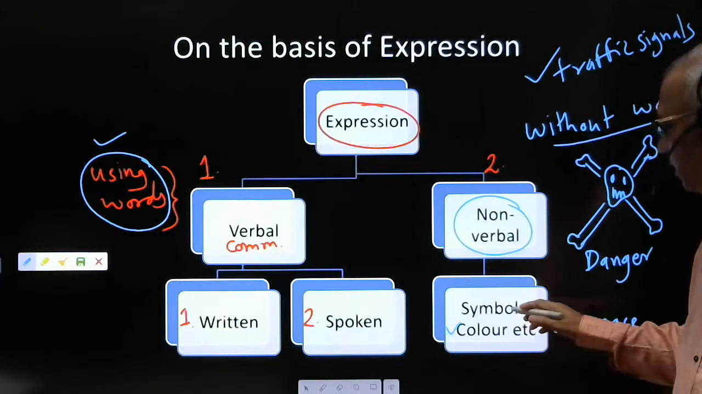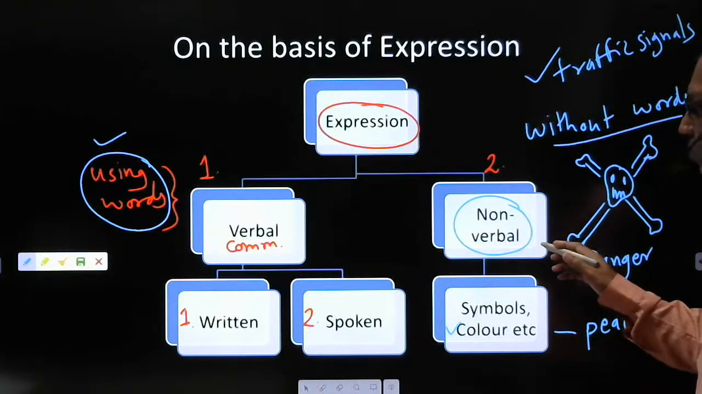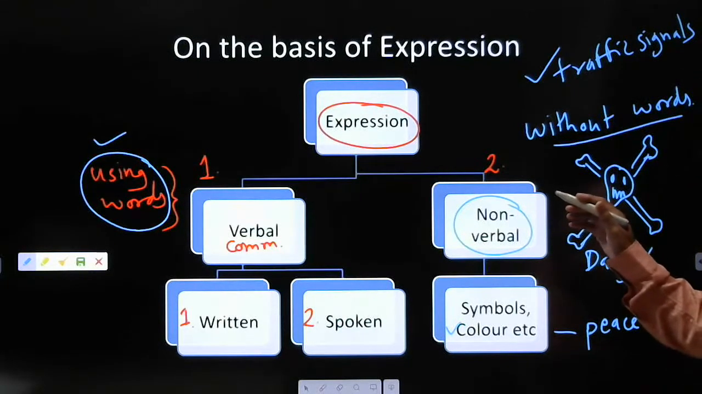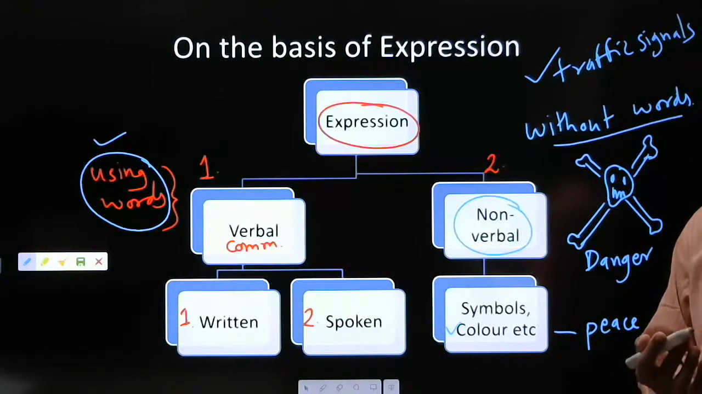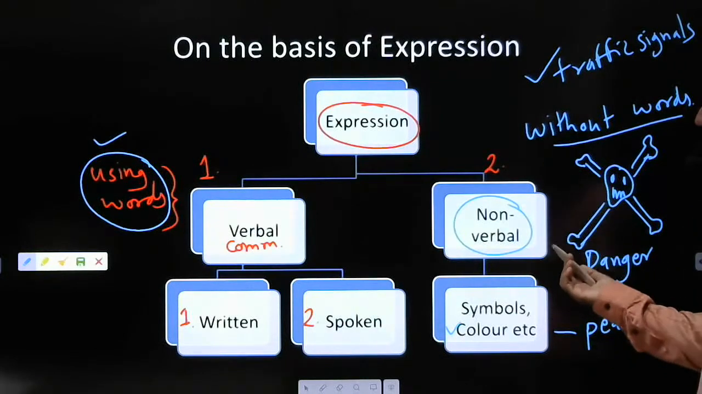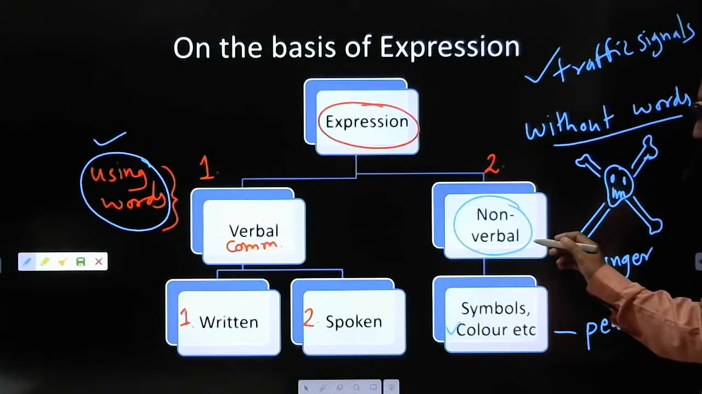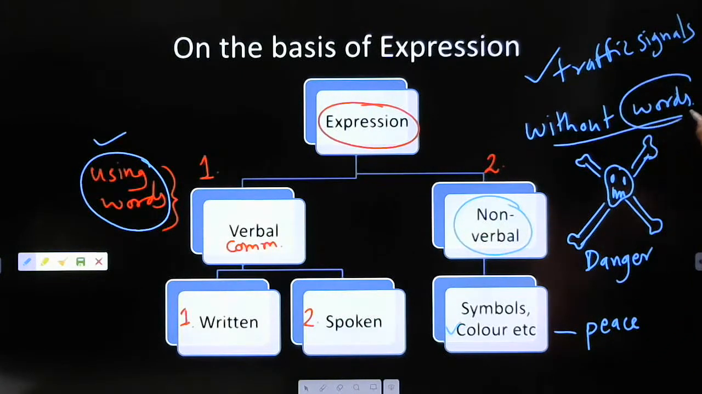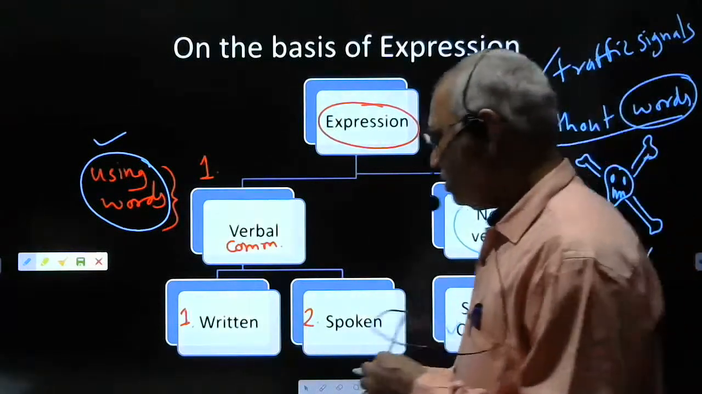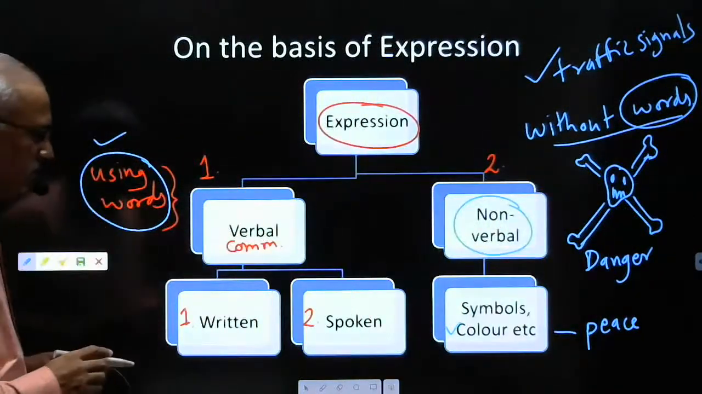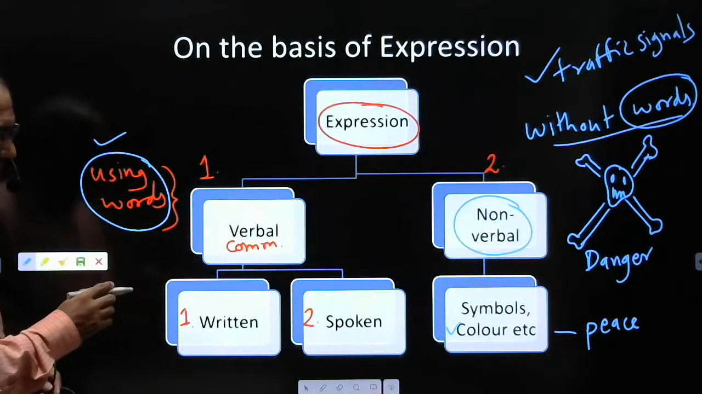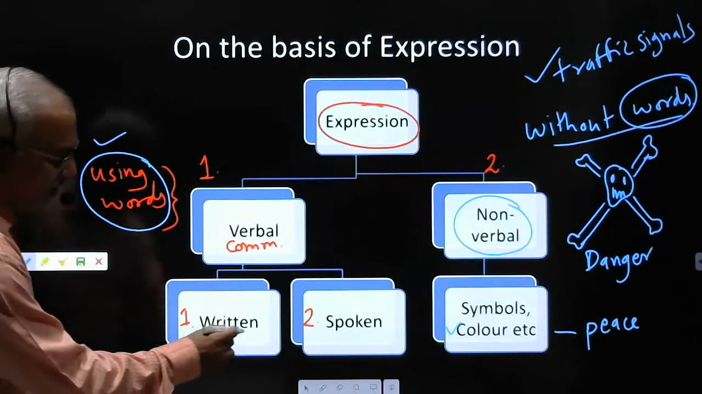So here colors, symbols and pictures are used to communicate certain messages, though these messages are very limited, simple and short. But even so, this is another type of communication, called non-verbal communication. Why non-verbal? Because it is done without words, and any communication done with the help of words is called verbal communication, and it is further divided into written and spoken.